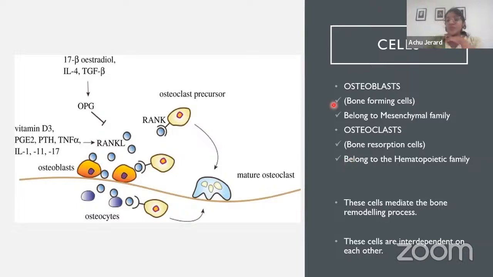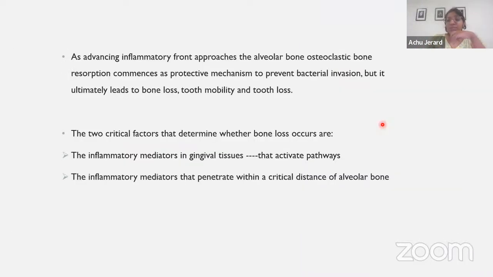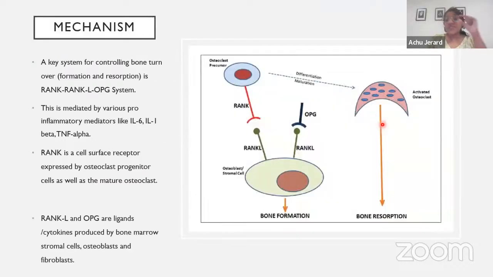You have osteoblast and osteoclast precursor cells always there in the PDL as well as in the bone. When these inflammatory mediators are released, in the presence of certain mediators like interleukins, which we'll see again in the host response, but just to retain it in your mind, there are mainly three: interleukin 1 beta, interleukin 6, and tumor necrosis factor alpha. These are the three bone-resorbing mediators that play a crucial role in bone resorption.